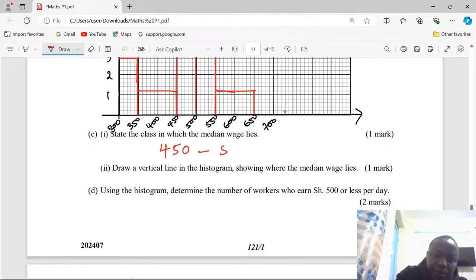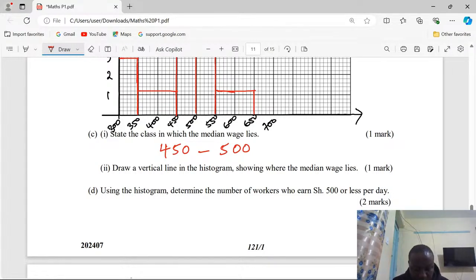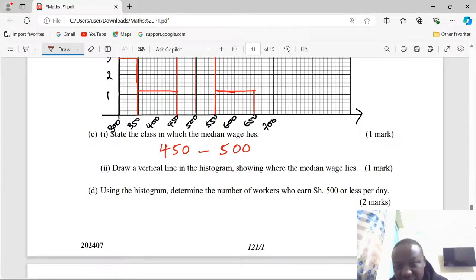Class 450 all the way to 500. That is the class where the median lies. That is the class where the median wage is going to lie. Then we are also told to draw a vertical line in the histogram showing where the median wage lies. So for us to show where the median wage lies, we are told to draw a vertical line.